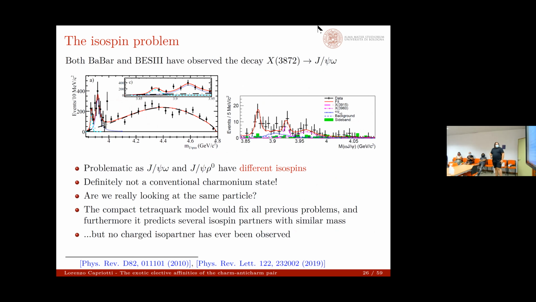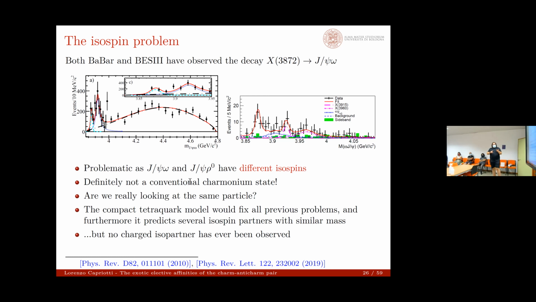And just to add wood to the fire, both BaBar and Belle observed the X to J/psi omega decay. The problem is that J/psi omega and J/psi rho have different isospins. So we know for sure this is not charmonium, but if this is a compact tetraquark, we might have different particles decaying into J/psi rho and J/psi omega with a very close mass.